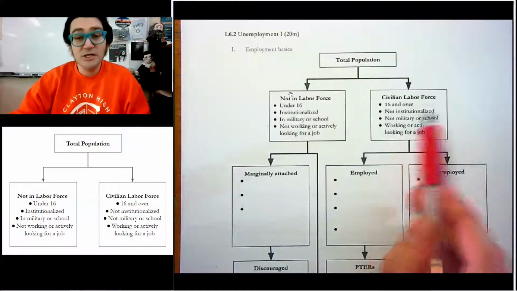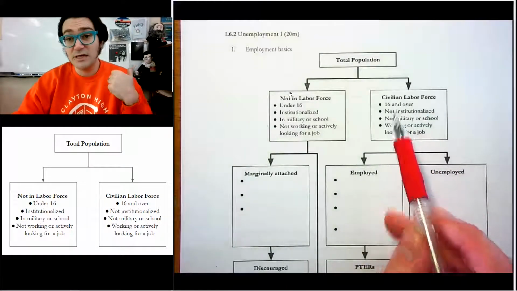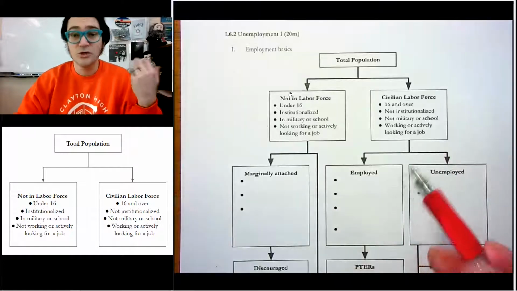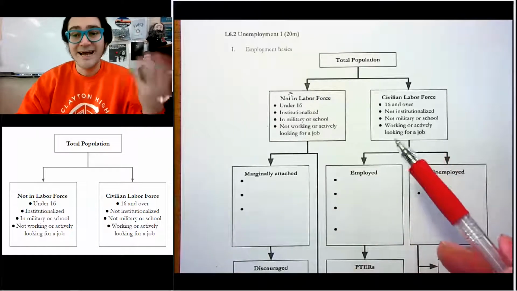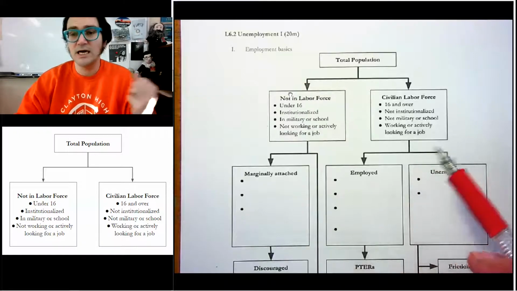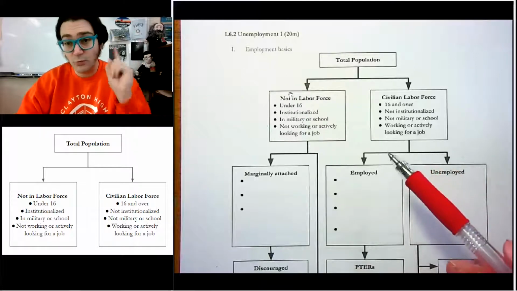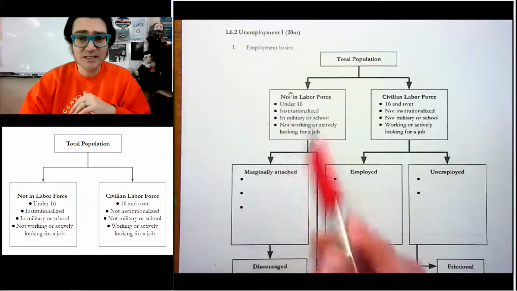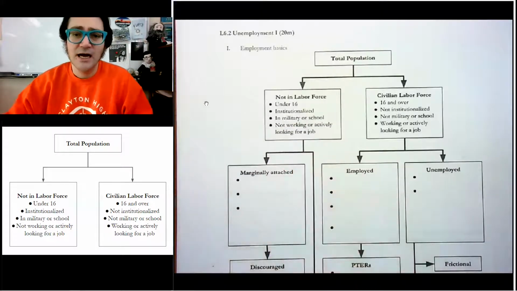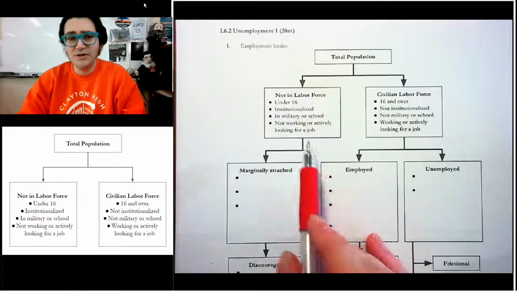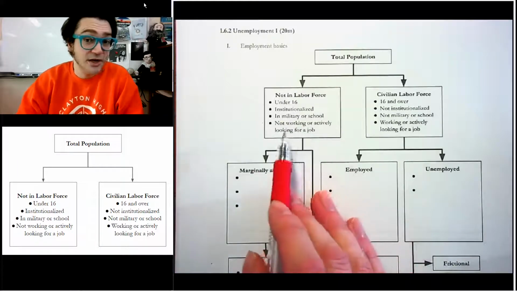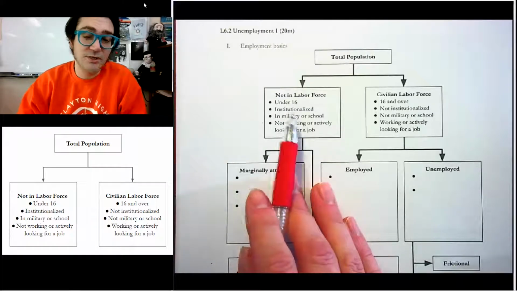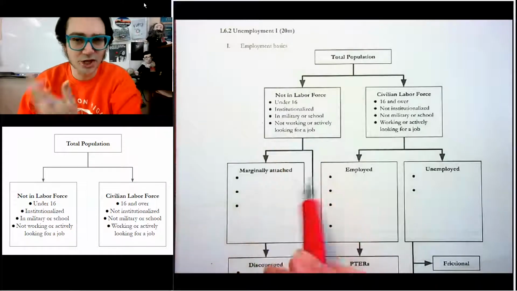In short, the civilian labor force includes people who are 16 and over, who are not institutionalized, which means in a residential care facility or jail or something along those lines, not in the military or in school full time, and who are either working or actively looking for a job. Everybody else goes in the not in the labor force pile. In this group, you have retirees, people who are not actively looking for a job and not working, people who are institutionalized or in the military, or folks who are younger.